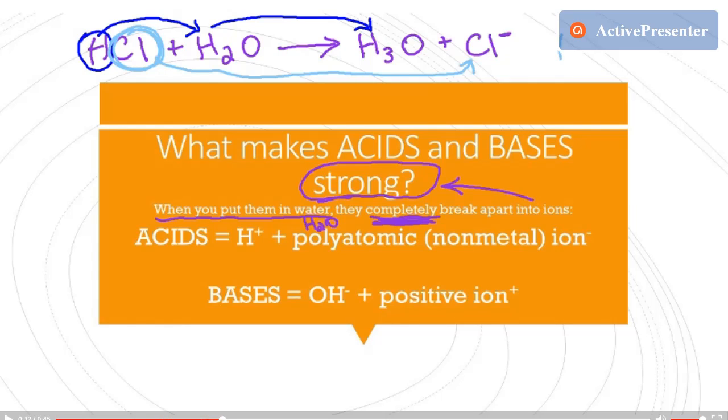So this is what makes hydrochloric acid strong, because when you put it into water, it breaks up completely into its own ions. The acid hydrogen, the hydrogen proton, joins the water and makes hydronium, H3O, and then the chloride becomes its own ion, which is negative. Oh, and the hydronium is positive. It keeps that positivity.